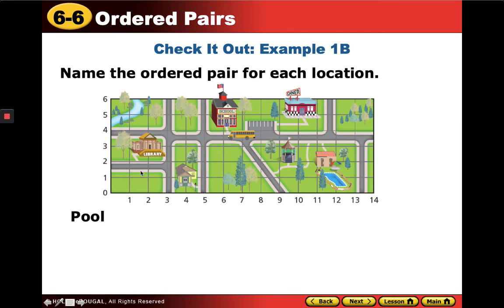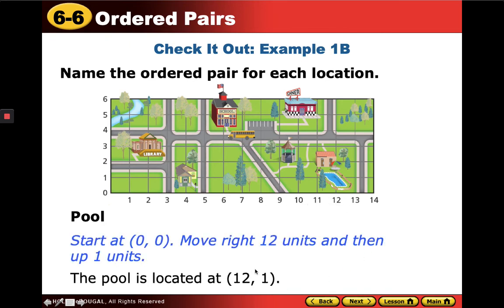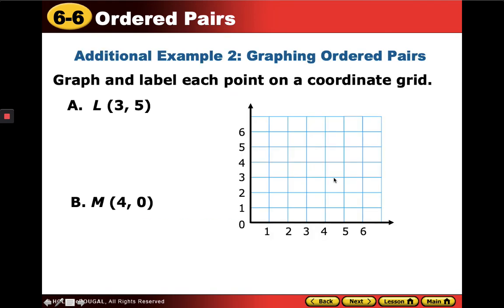To get to the pool, which we can't go swimming in right now, it's a little too chilly, depending on when I do this lesson or when you see it. You go over 12 and up 1. So your ordered pair would be 12, 1. Could you call it 11, 1? You could. 13 and 1? No, please don't. 12 and 1 is your best answer.